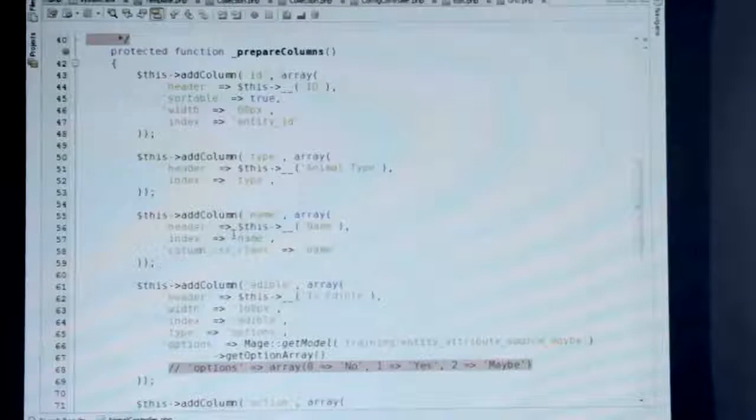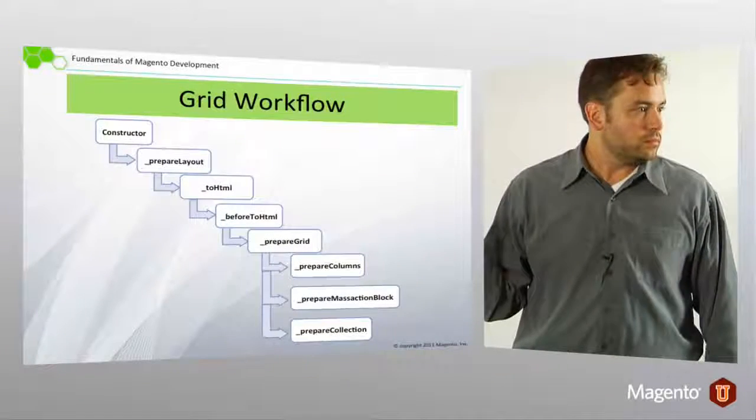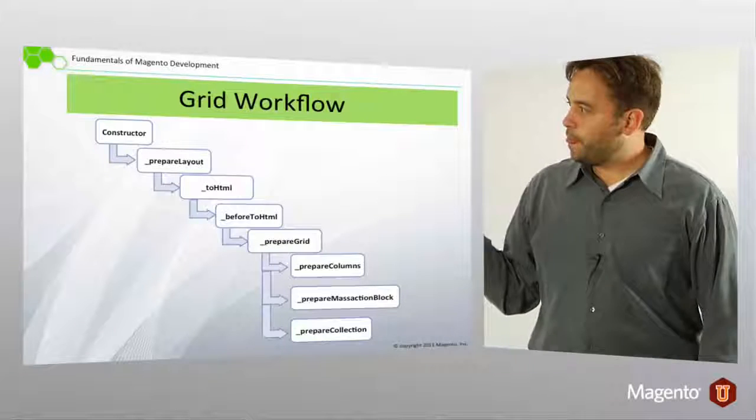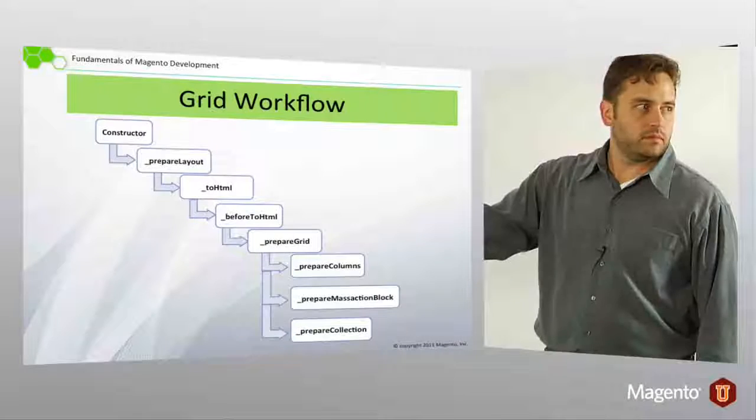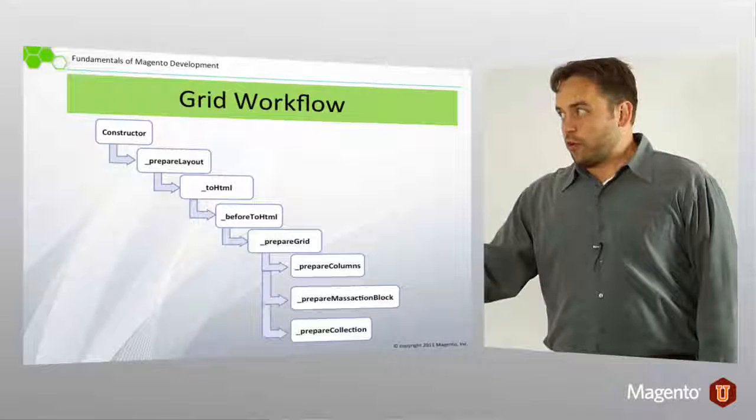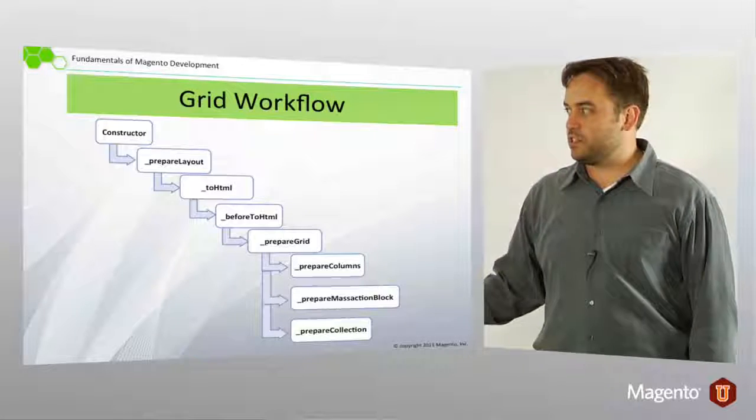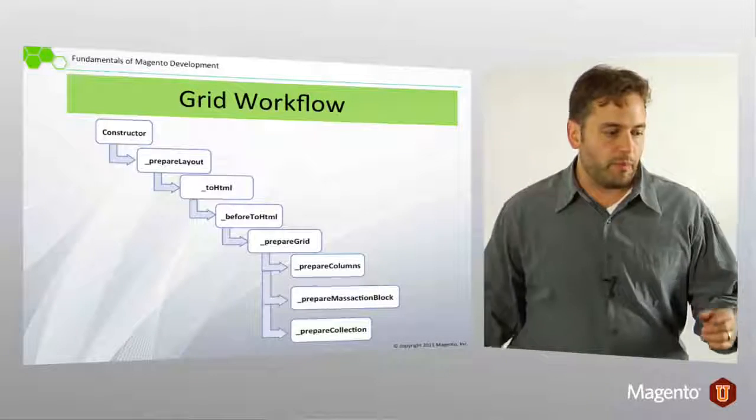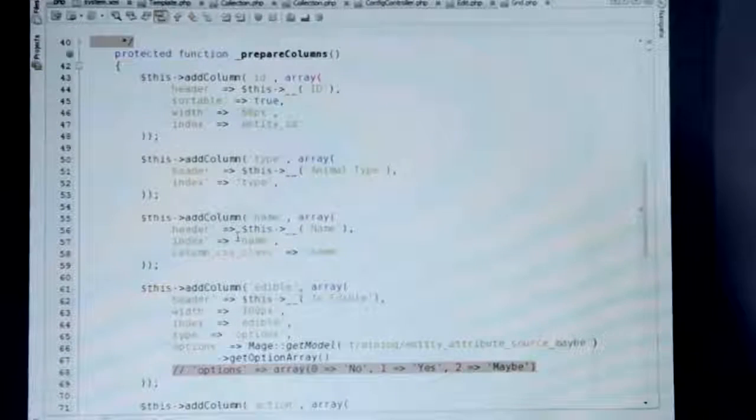I have to show you this in order for these things to make sense. This slide here is basically just to show you, because all blocks do this, right? For grids, though, before toHtml, we'll call prepare grid, and prepare grid gives us access to these three things here. So, prepare columns. Well, what do we do in prepare columns? We just add columns.